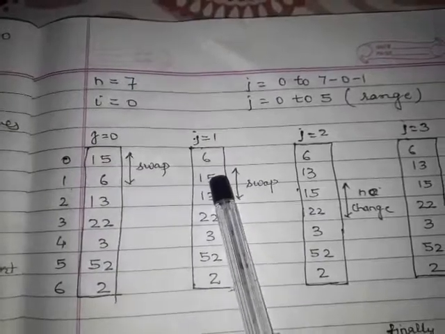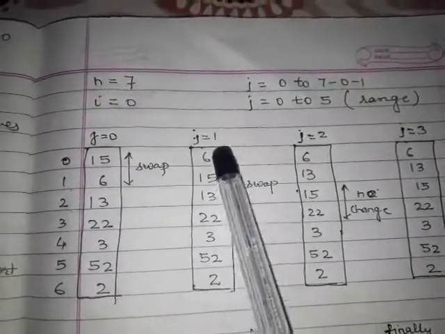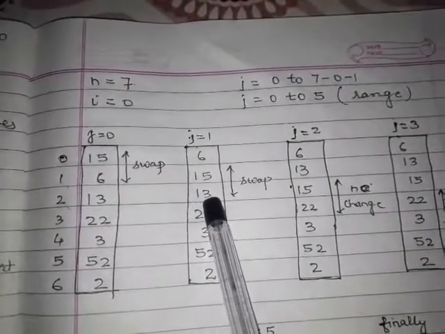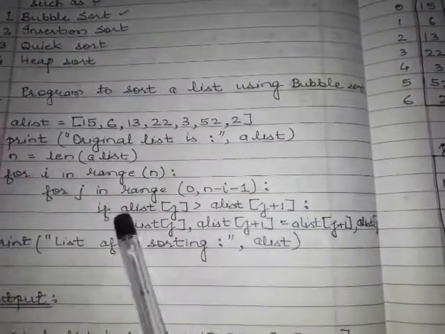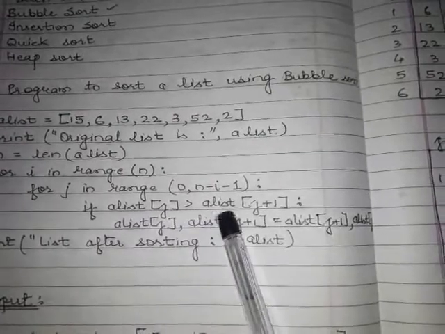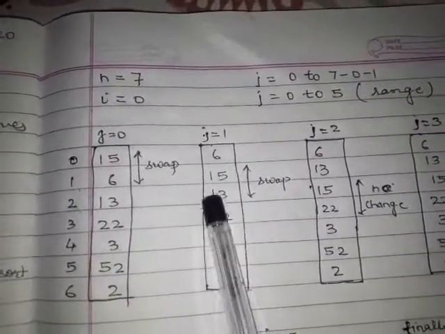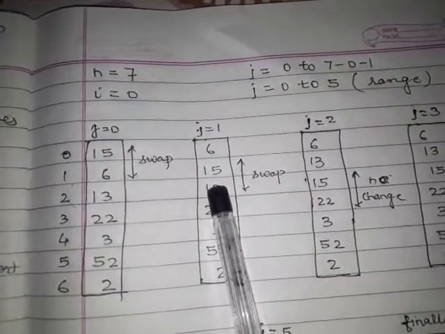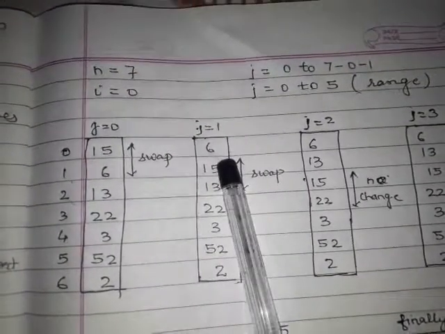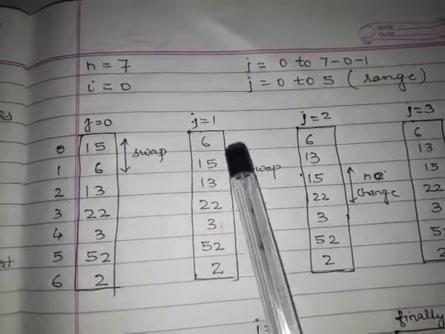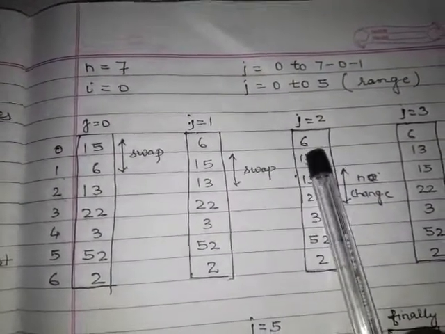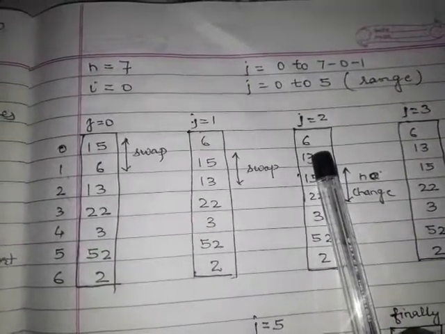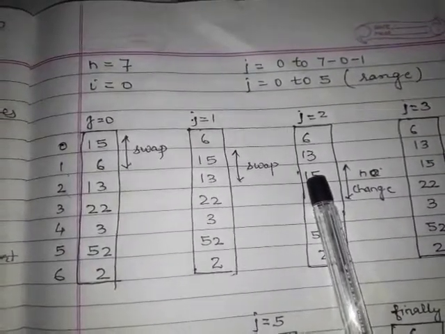If a list of j is greater than a list of j plus 1, this is our main logic. So yes, it is true: 15 is greater than 13, so again we have to swap. 13 will be replaced by 15 and 15 will be replaced by 13. So our list will become something like this: 13 is at the first position and 15 is at the second index position.